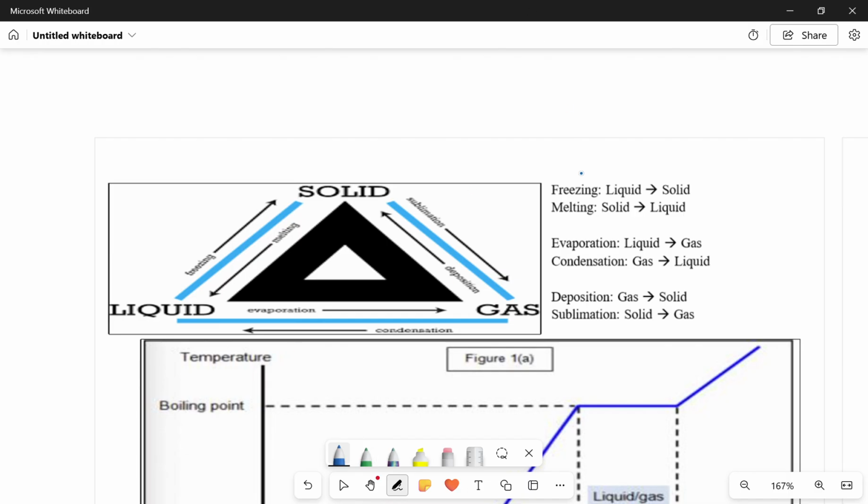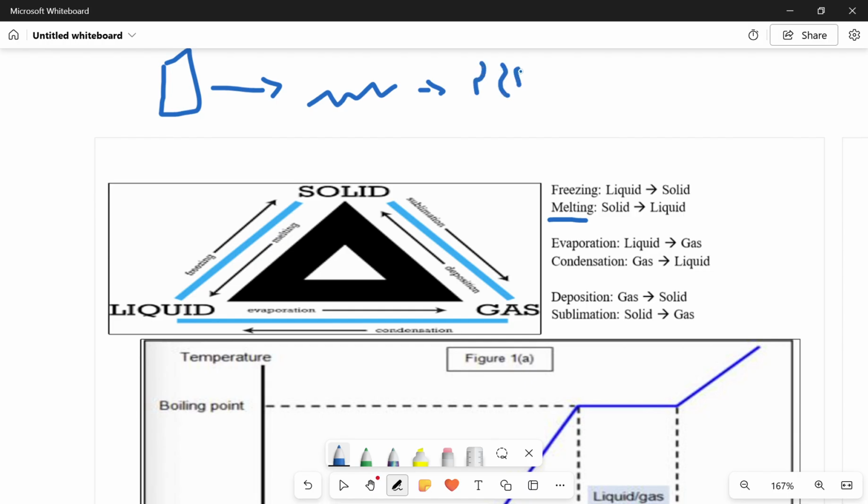So it says freezing. For example, let me take an example of ice. An ice cube is a solid. Then you melt it, you add heat to it, it becomes liquid. So melting is from solid to liquid. Then if you evaporate it, it becomes a gas.